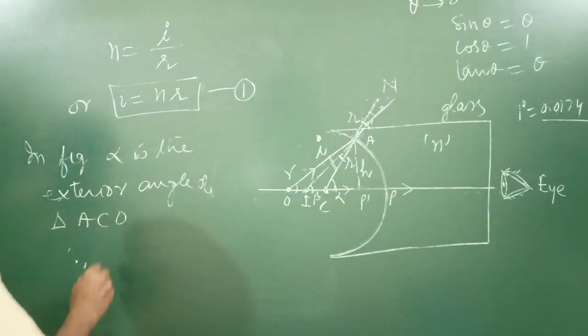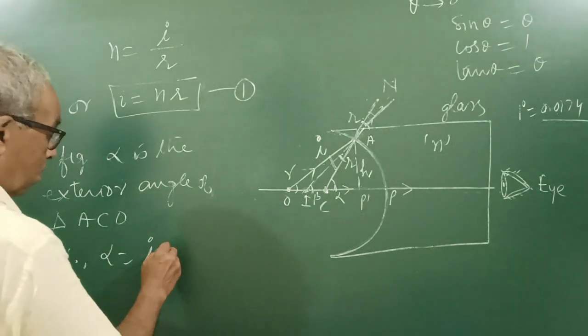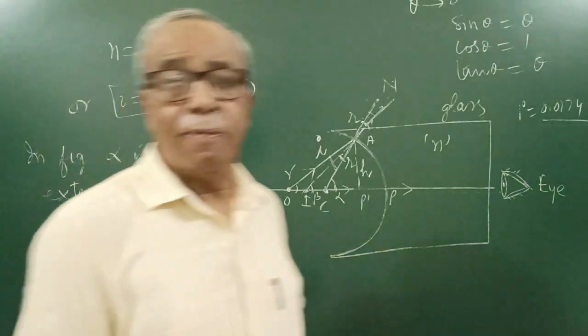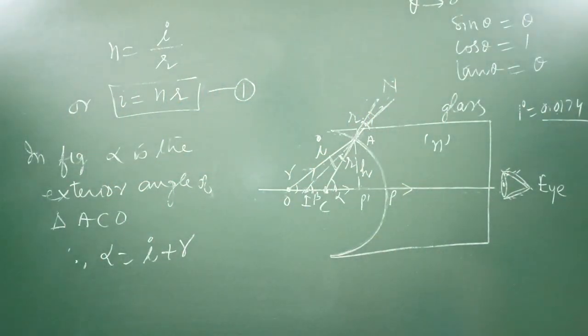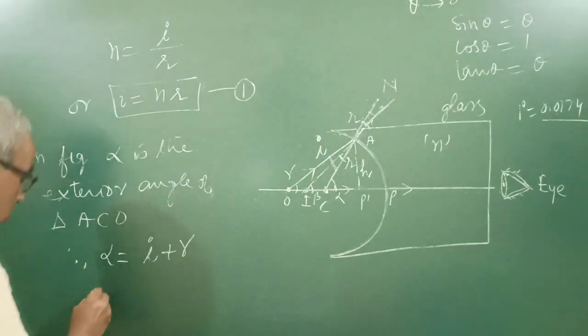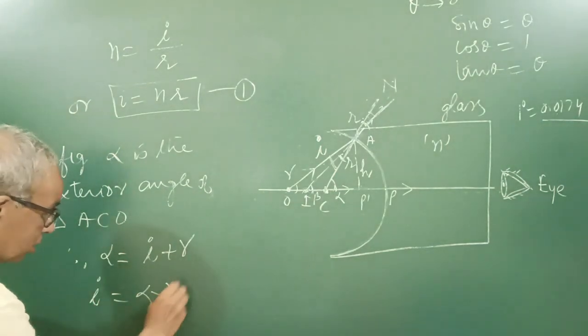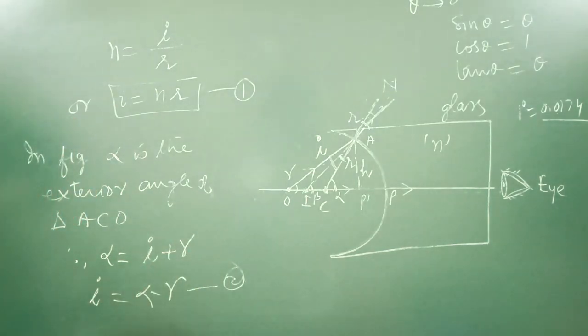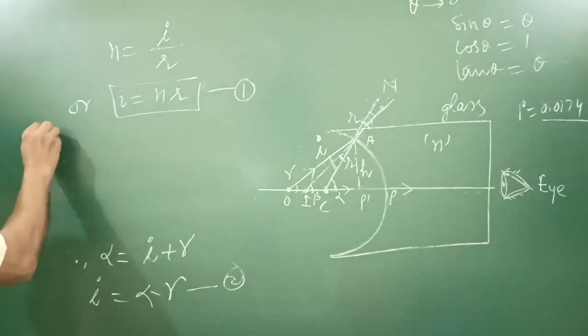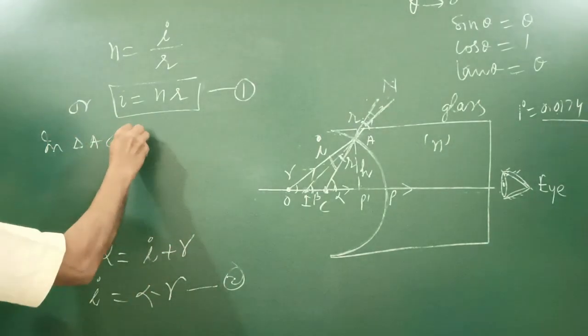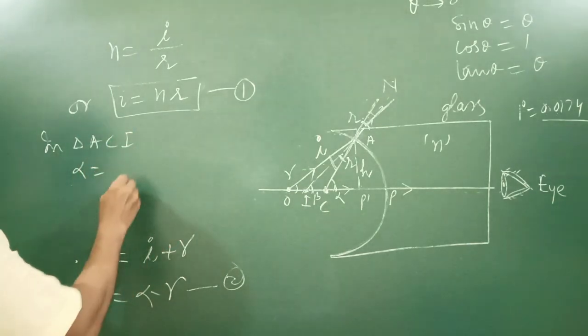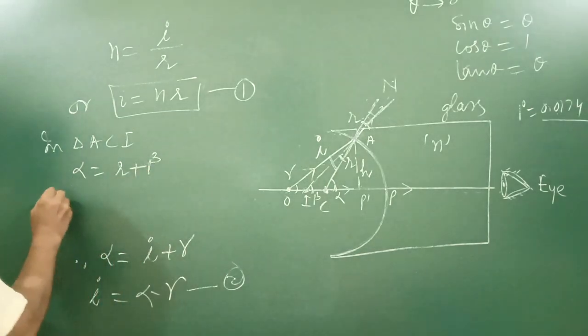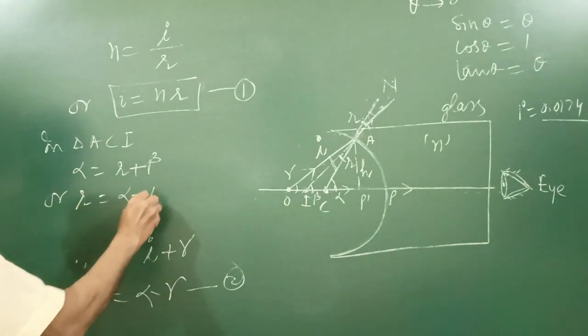So alpha equal to i plus gamma, or i is equal to alpha minus gamma. Again, there is triangle ACI. In triangle ACI, alpha equal to r plus beta, or r equal to alpha minus beta.